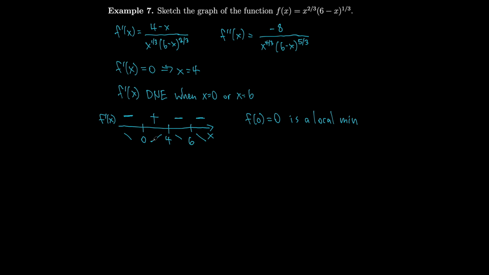And similarly, if you go over here, we have a local maximum. So plugging in 4, we get 2 to the 5/3 for f, and that's a local maximum. Let's look at our second derivative now. Our second derivative is undefined at x equals 0 and x equals 6. So let's look at those numbers.